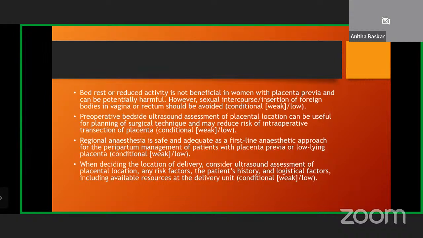Pre-operative bedside ultrasound assessment of placental location is very, very important, and then you plan for the surgical technique. For anesthesia, you have to get a consult from regional anesthesia. Previously, general anesthesia was given. Now, regional anesthesia is safe and adequate as the first line anesthetic approach. And if the patient goes for postpartum hemorrhage, you have to plan for general anesthesia.